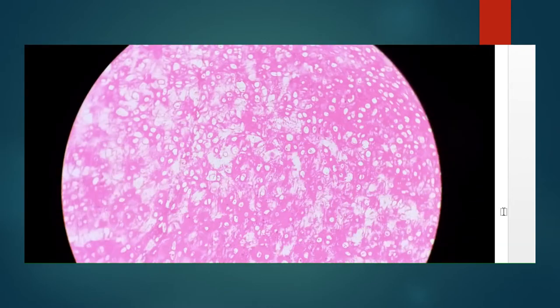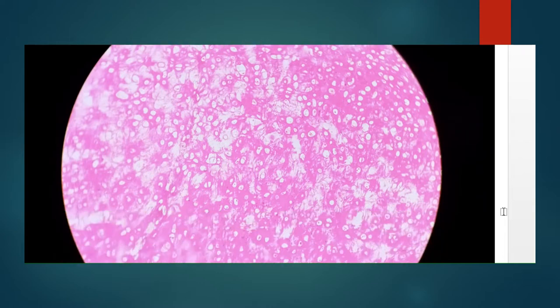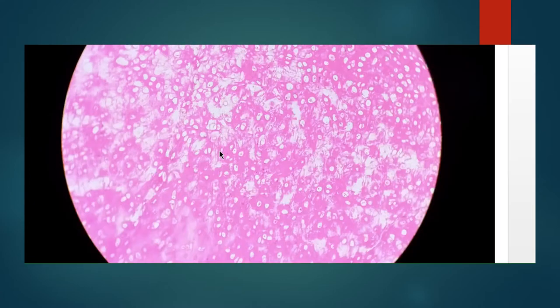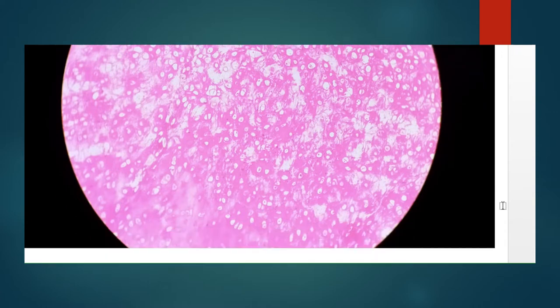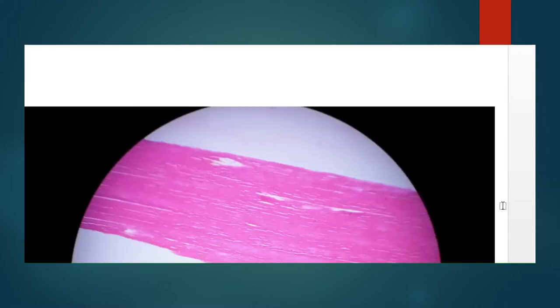Now coming to another cartilage. Try to see here. In this particular slide, you can identify the chondrocytes. In between the chondrocytes, you can identify fibers. These fibers are called elastic fibers. If you identify fibers between the chondrocytes, that is nothing but your elastic cartilage. So three slides you have identified. Now what is the next slide we are going to see?